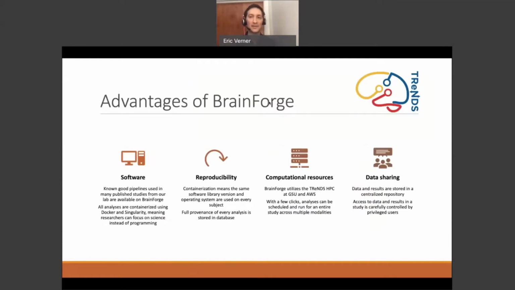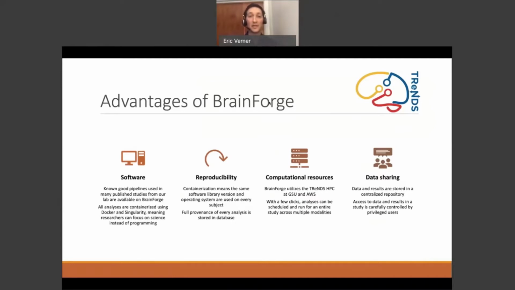On BrainForge, we tackle all of these issues. Our software uses pipelines that have been run and tested in many published studies by Dr. Calhoun and many other researchers at TRENDS. And these are all encapsulated inside of Docker and Singularity containers, which encapsulate all of the operating system and software libraries and scripts needed to run the analyses that researchers actually have to run. So it saves a great deal of time for researchers who want to pre-process and analyze their subjects.